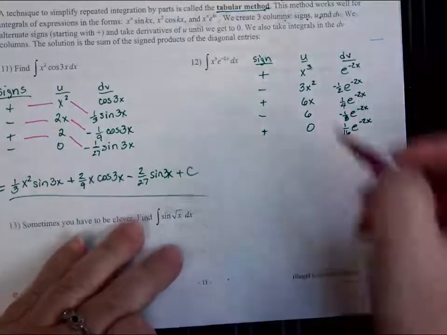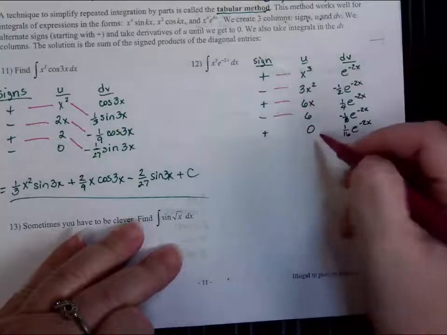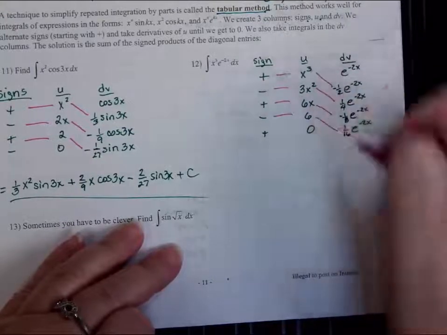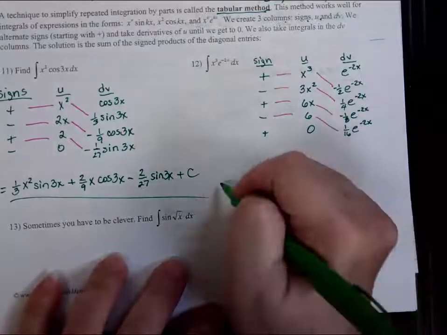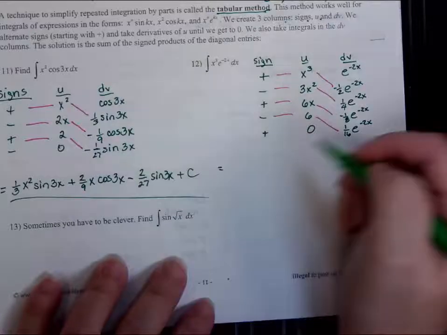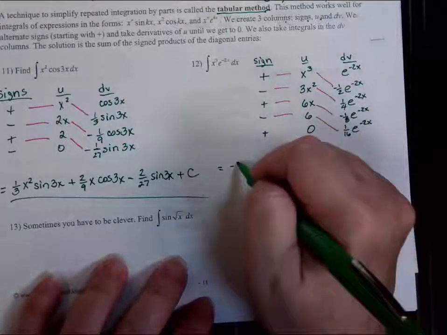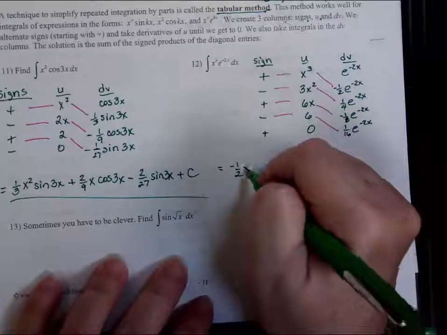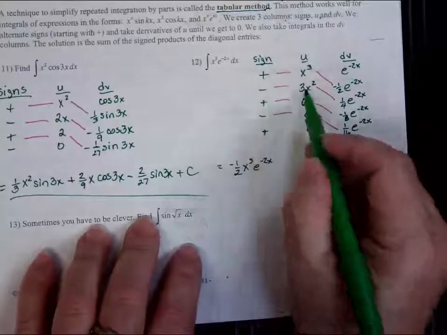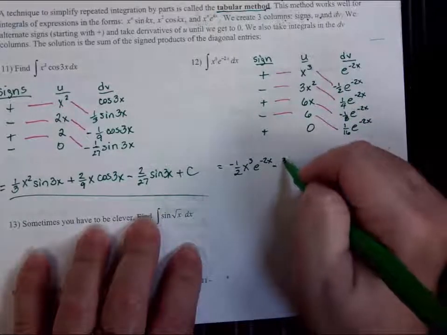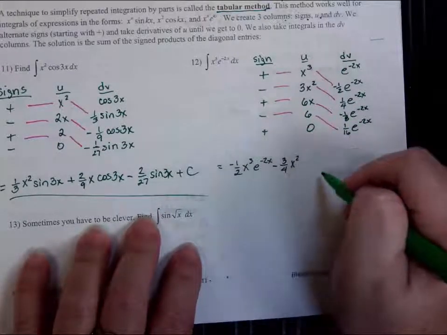Okay? All right, let's connect them. So straight across on the signs, but not the 0, down on the u's to dv's. So this will be negative 1/2 x cubed e to the negative 2x. Agreed? What sign will the next line be? It's a negative times a positive 3 times a positive 1/4, so it's negative 3/4 x squared e to the negative 2x.